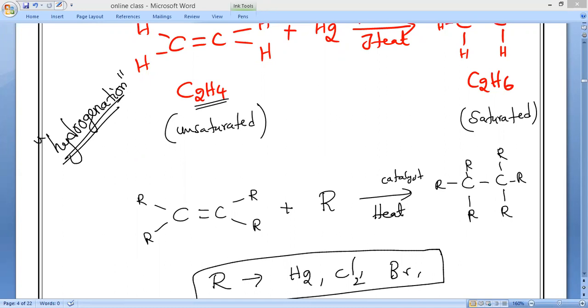So this is the addition reaction. Addition reaction is a characteristic property of unsaturated hydrocarbons, and substitution reaction is the characteristic property of saturated hydrocarbons. Till here we'll study, and the remaining we'll study in tomorrow's class, that is hydrogenation of oils. Then we'll go back to the two important orange boxes, formation of coal and petroleum.